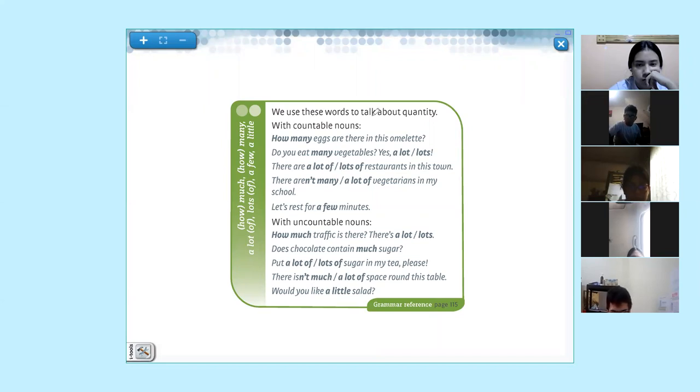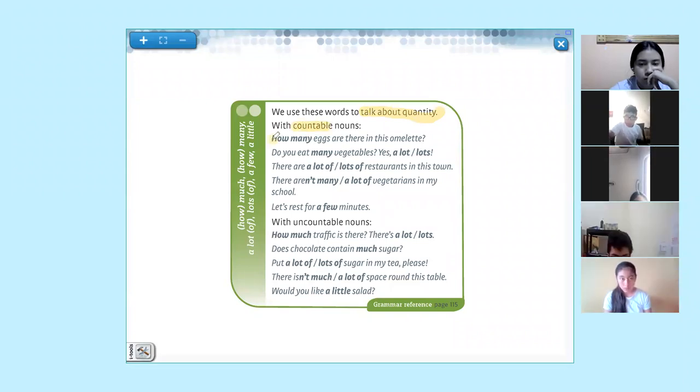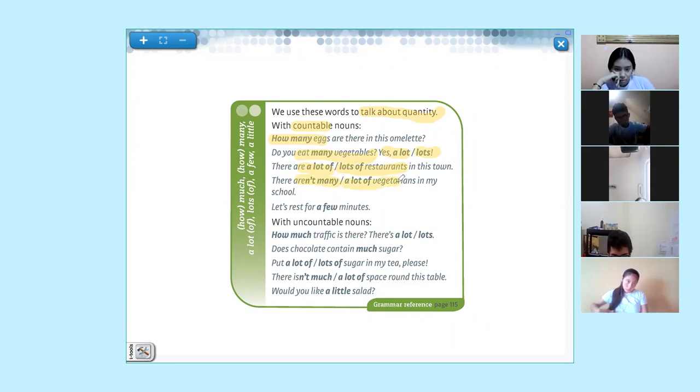We use these words to talk about quantity with countable nouns. How many eggs are there in this omelette? Do you eat many vegetables? Yes, a lot, lots. There are a lot of restaurants in this town. There aren't many, a lot of vegetarians in my school.